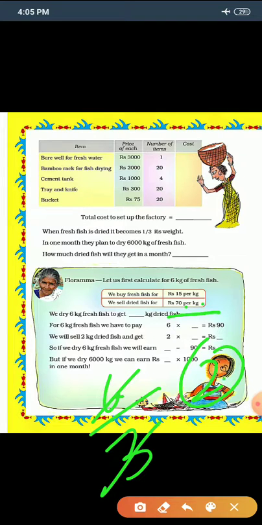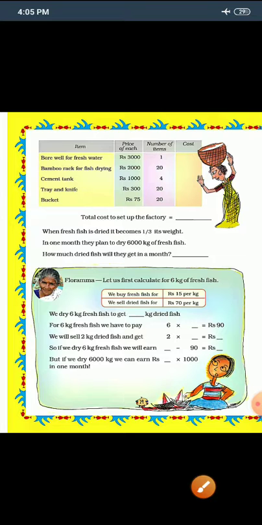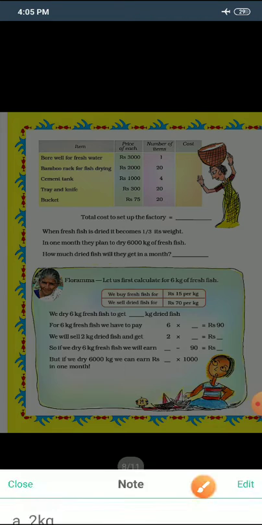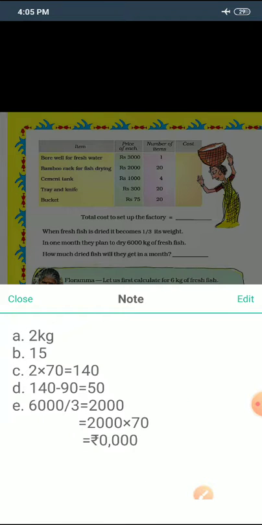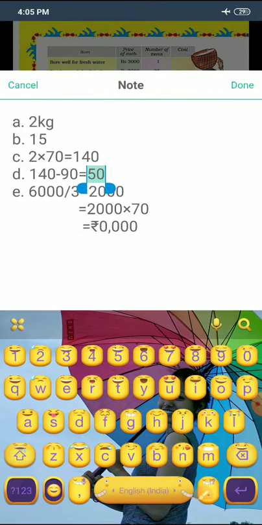So 2 sevens are 14, so 140. So 140 minus 90. 140 minus 90 is how much? 140 minus 90 is 50. So they will earn 50.